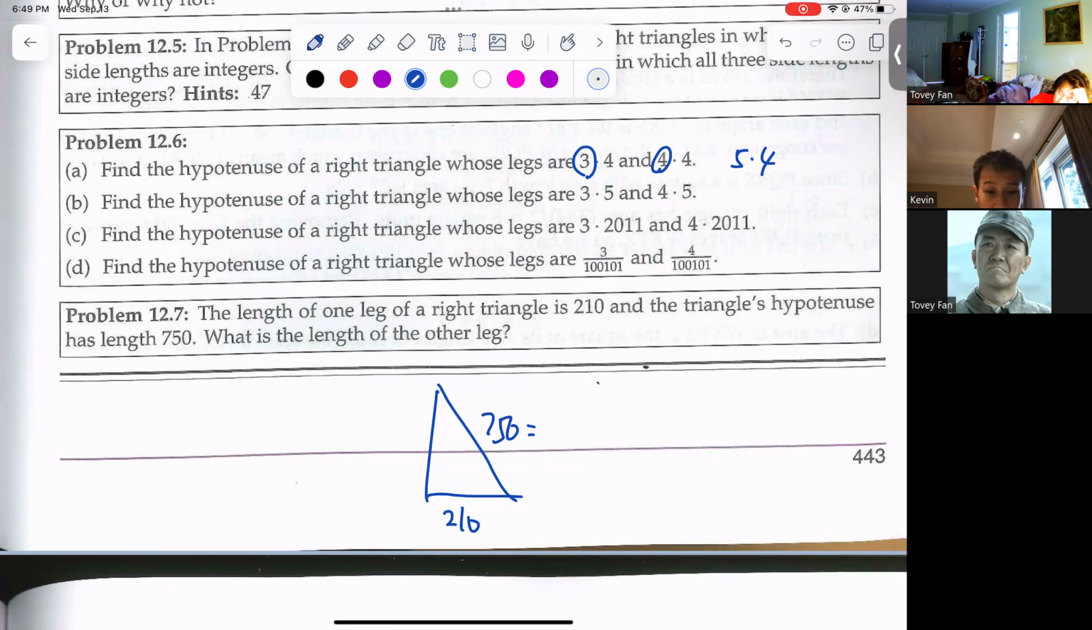30. So we have 30 times what? 30 times 7. The other one is 30 times 15. Is 3 times what 75? 3 times, oh wait, 25. Do we see Pythagorean triples?